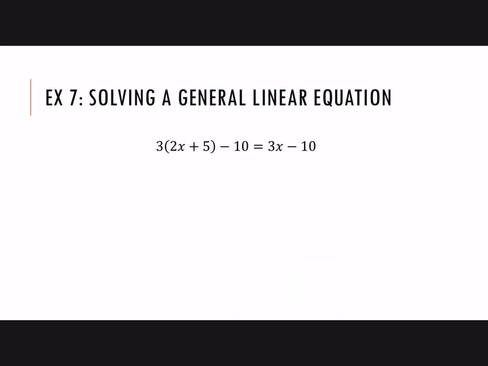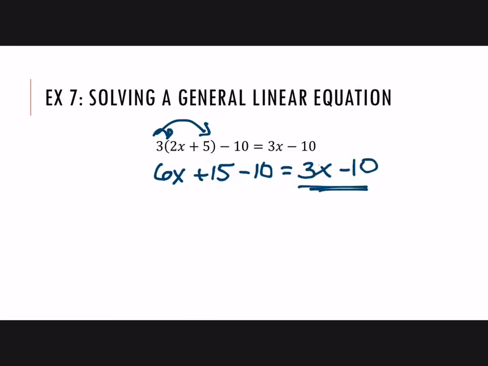This one has some simplification that can be done. So first thing I want to do is start with distributing. I see a parentheses with something outside of it, so that's the clue. So 3 times 2x is 6x, 3 times 5 is 15. Now the right-hand side is fully simplified. I can't combine those, they're not like terms. But on the left-hand side, I do have a couple like terms that I can combine. So I'll do that now. 15 minus 10 is 5.